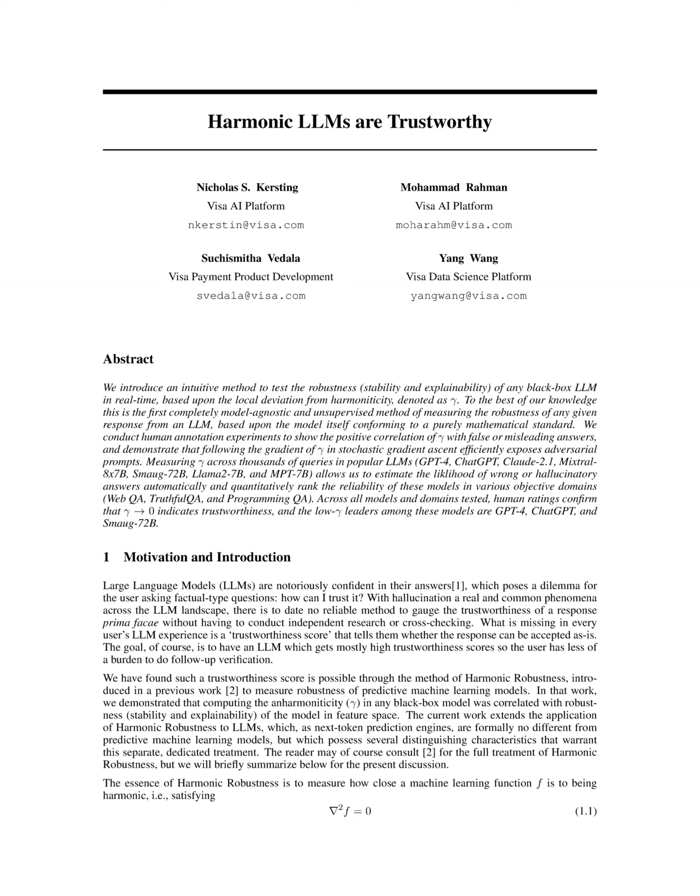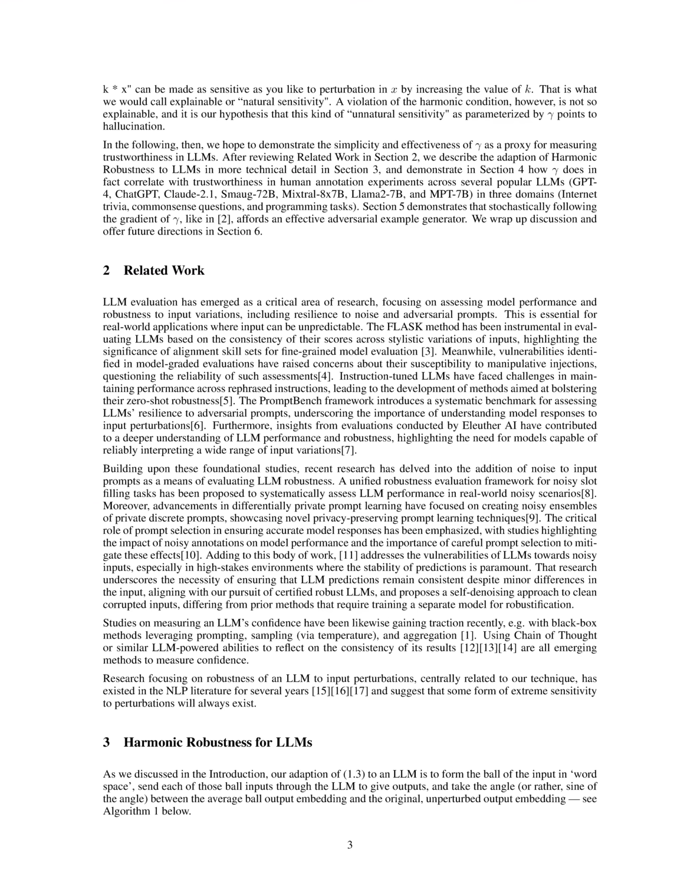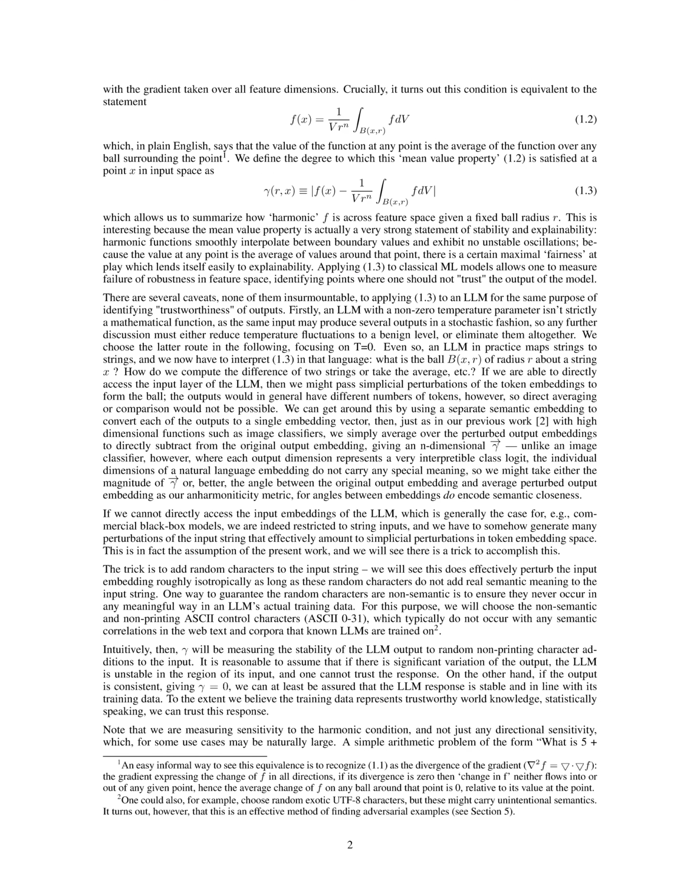The proposed method works by measuring the robustness of large language models, LLMs, through a metric called gamma. This metric is based on the concept of harmonic robustness, which evaluates how close a machine learning function is to being harmonic, indicating stability and explainability. The algorithm involves forming a ball of input in word space, sending these inputs through the LLM to get outputs, and then calculating the angle between the average ball output embedding and the original output embedding. This angle, or rather the sign of the angle, represents the gamma value.